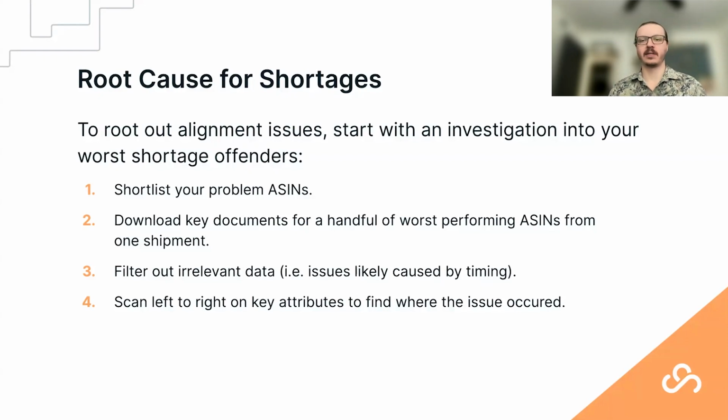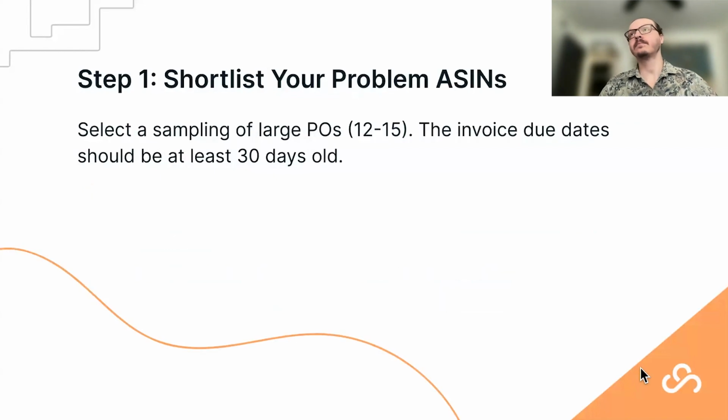And then last but not least, we've got all of the data in a row, we've got it in a line. Now let's scan left to right, or let's go from the inception of the purchase order all the way through the end-to-end process to see if we can find or identify where an issue has occurred. So step one, shortlist your ASINs.